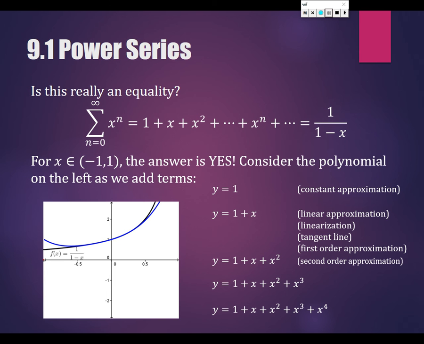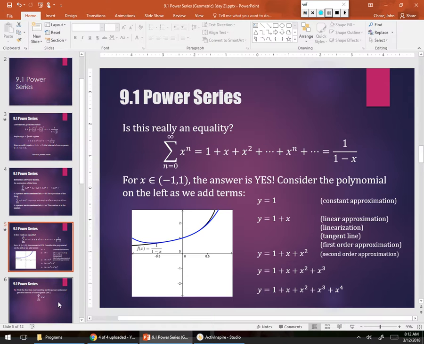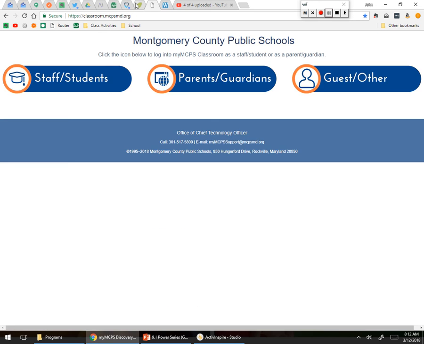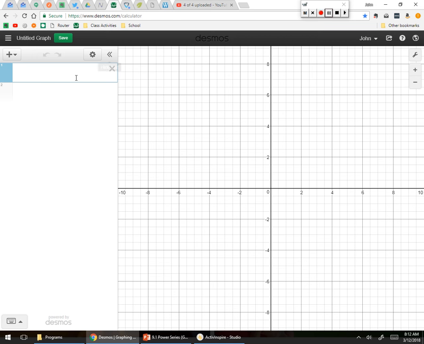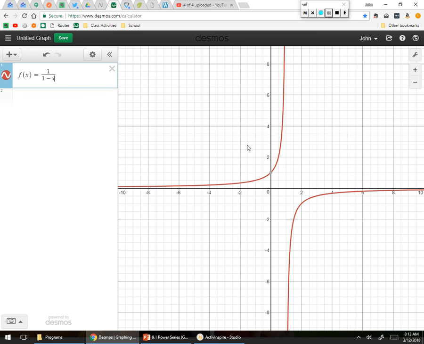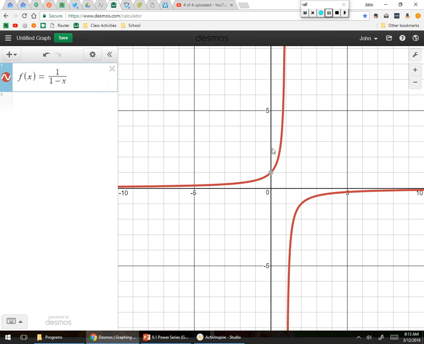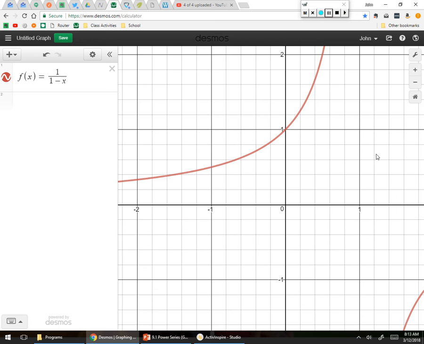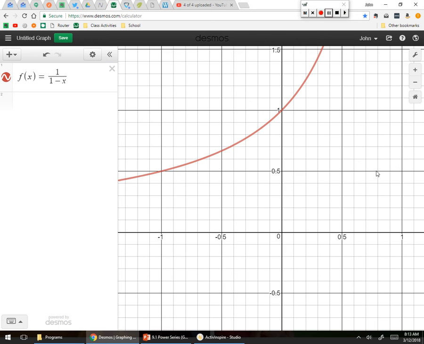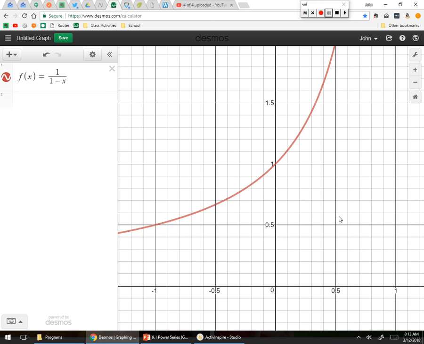I'll take you to Desmos here too. Gotta fire it up. There we go. So I'm going to pull this up in Desmos. Here's 1 over 1 minus x. And we'll zoom in, just like we said, around this interval of interest from -1 to 1. And let's watch this thing happen. We'll call this second function g of x.